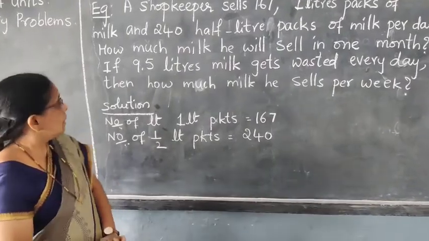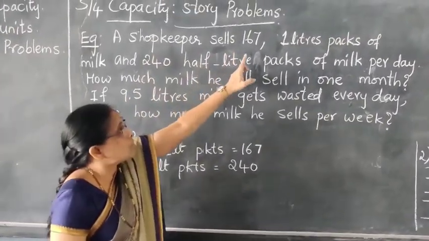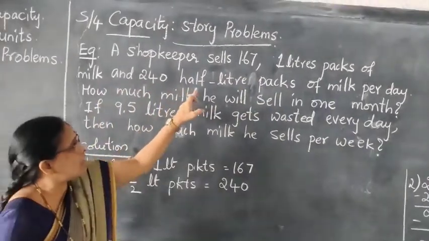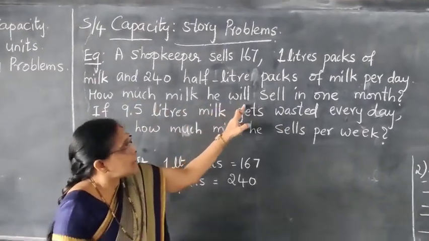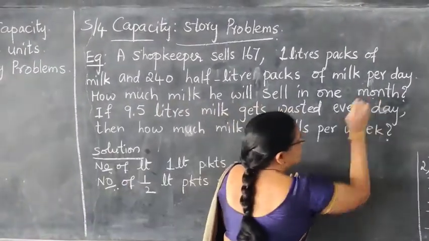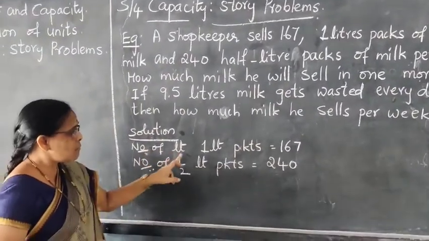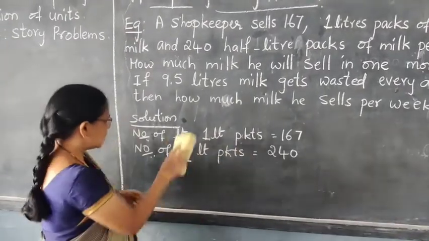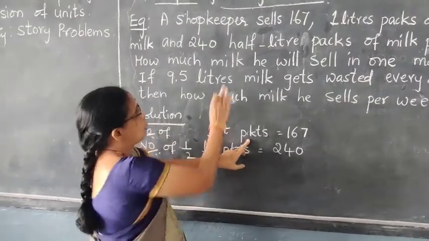Now children, we will find: the shopkeeper sells 167 one-liter packs of milk and 240 half-liter packs of milk per day. How much milk will he sell in 1 month? First we find this solution. Here, number of 1 liter packets, how many are there?